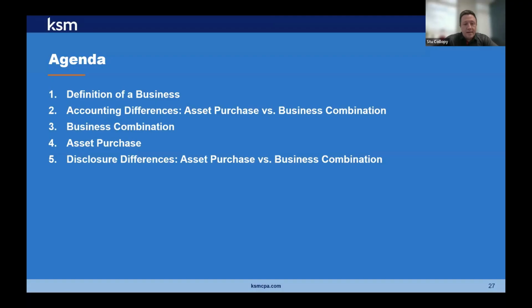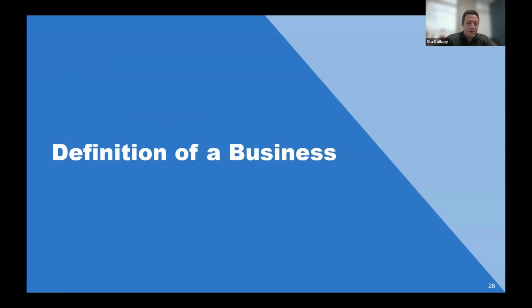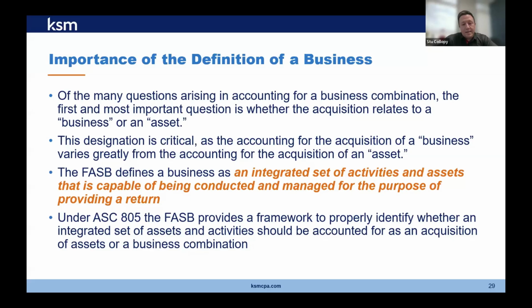Then I'm going to walk into the key differences between those two. I will provide a couple of examples of a business combination and then a couple of examples of an asset purchase. And then I will also walk through what we should be disclosing for each of those situations. So first things first, what is a business? FASB gives us this definition down here: an integrated set of activities and assets that is capable of being conducted and managed for the purpose of providing a return.